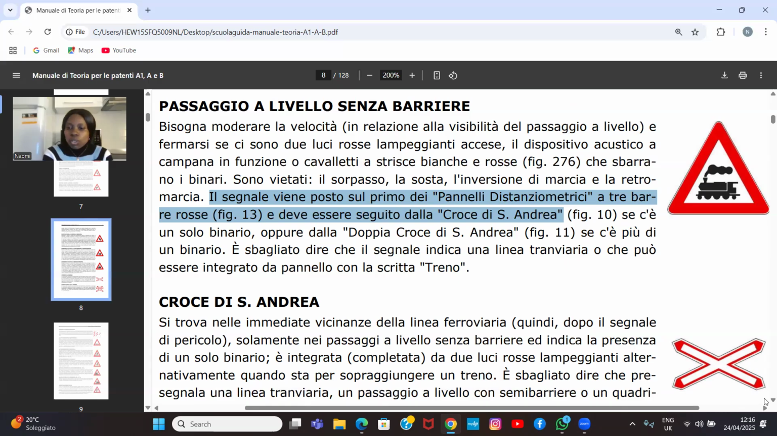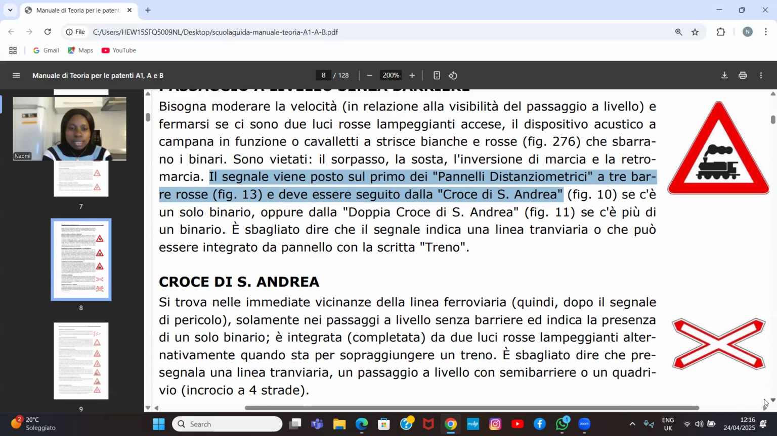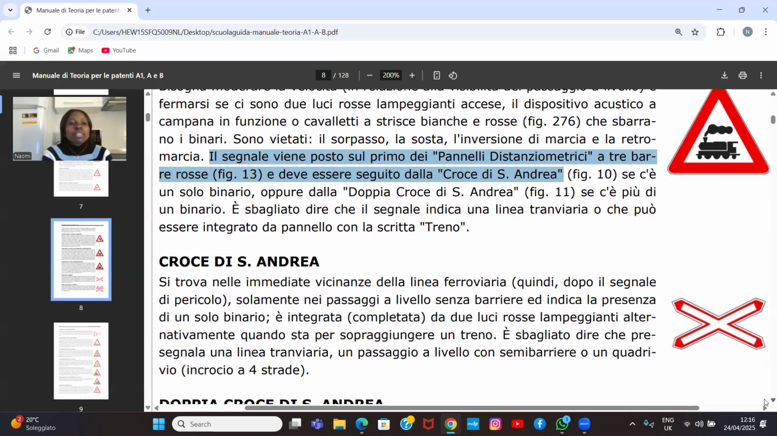Now let's move to Croce di Sant'Andrea. Now, what this very cross tells you is that when you are approaching the train track, when you see one cross like this, you know that it is one train lane.